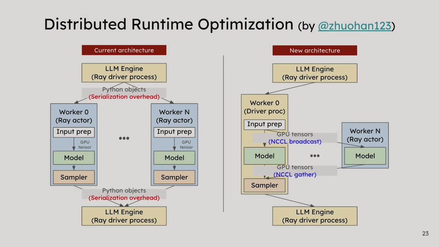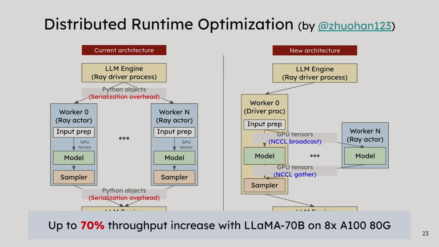Okay, another important optimization was made on our distributed runtime. Our previous system architecture involved a lot of serialization overhead in sending and receiving the inputs and outputs between the scheduler and the workers. With our new design, we completely removed the serialization overhead by converting the Python objects into GPU tensors and using NCCL to broadcast them. This turned out to be very critical for high throughput. We observed up to 70% throughput increase for the Llama 70 billion model on 8 A100 GPUs.